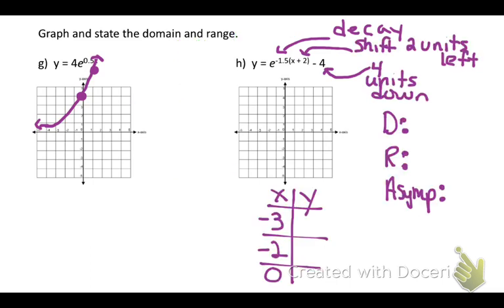All right, so we should be able to see that our domain is going to end up being all real numbers. Our range is going to be y is greater than -4, and our asymptote is also going to be y equals -4. So I'm going to draw in my asymptote here. So remember, our graph is going to approach -4, but it is not going to cross it.